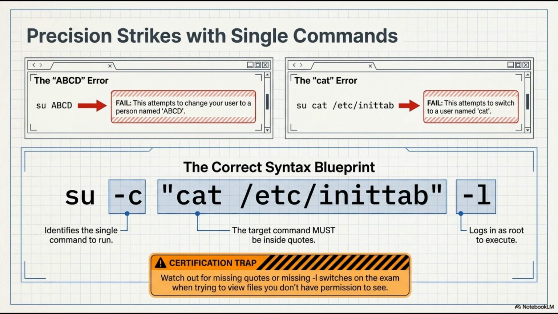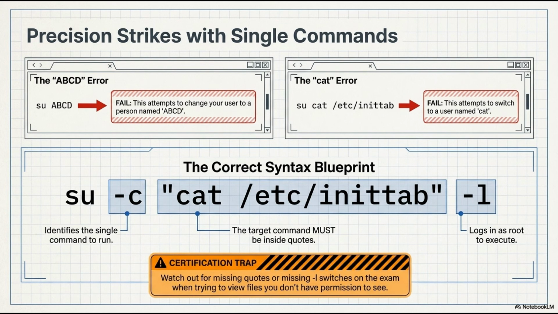Okay, so how do we force the shell to parse it as an executable action instead of an identity? That is my challenge for the listeners right now. You are logged in as a standard user, but you need to read the contents of /etc/inittab, a file you don't have permission to see. Formulate the exact command using su to run this single command as root. Pause the audio and really think about it.